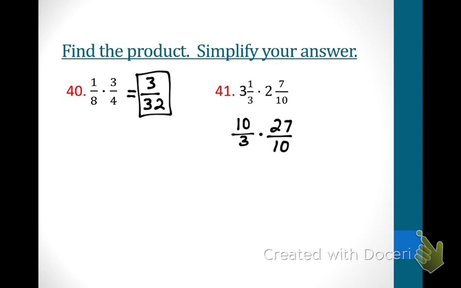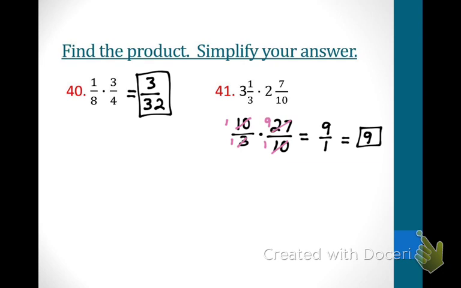27 over 10. Can anything there cross-reduce? Yes. Which ones? 3 and 27. 27 and 10. The 4 times the 1. 27 times the 9. Good job. Anything with the other two numbers? Yes. They can turn into a 1 and 1. All right? When you multiply this out, you get 9 over 1. 9 over 1, and simplified, that would be 9.